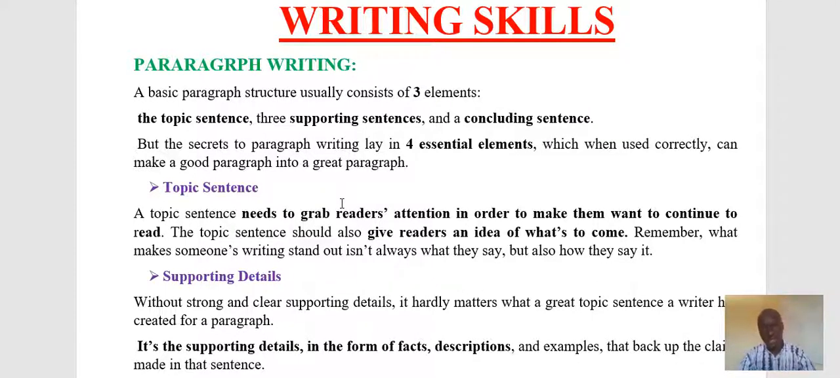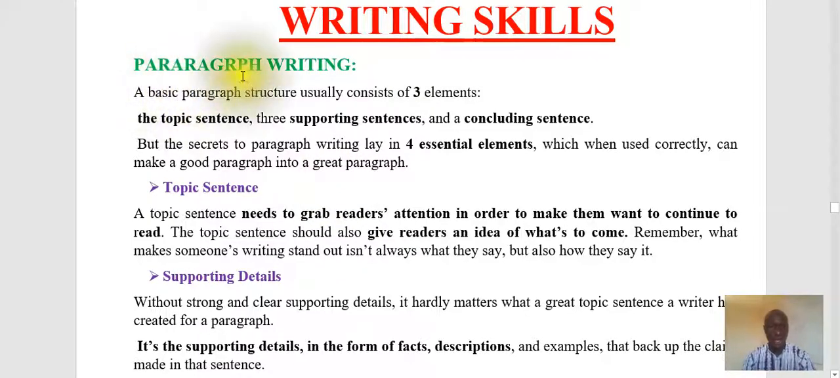Thank you very much. Today we are going to deal with writing skills, and precisely paragraph writing. How can you write a good paragraph in English? So I have decided to make this course. I have divided it into two parts for you. First, you will see the different steps in writing a paragraph, and after this, we will see the characteristics of a paragraph. Okay, so let's go.